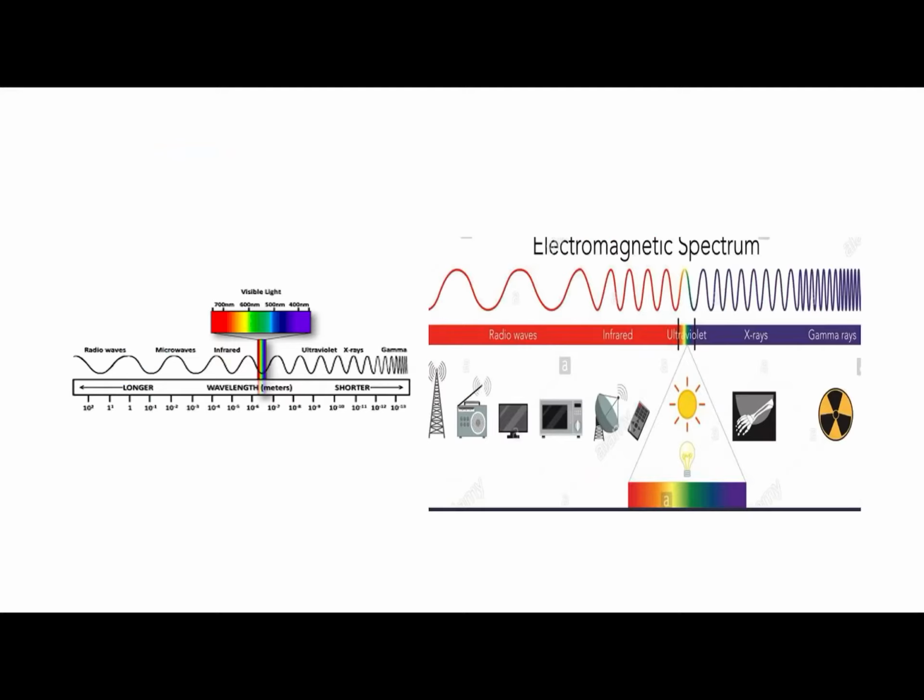Visible rays are applied in movie screens in cinema halls and in lasers. Ultraviolet rays are produced by special lamps and also by very hot bodies such as the sun. They lie in the wavelength range of 0.6 to 400 nanometer and a frequency range of 8 into 10 to the power 14 Hz to 5 into 10 to the power 16 Hz. Ultraviolet rays are used to kill germs in water purifiers and in LASIK eye surgery.